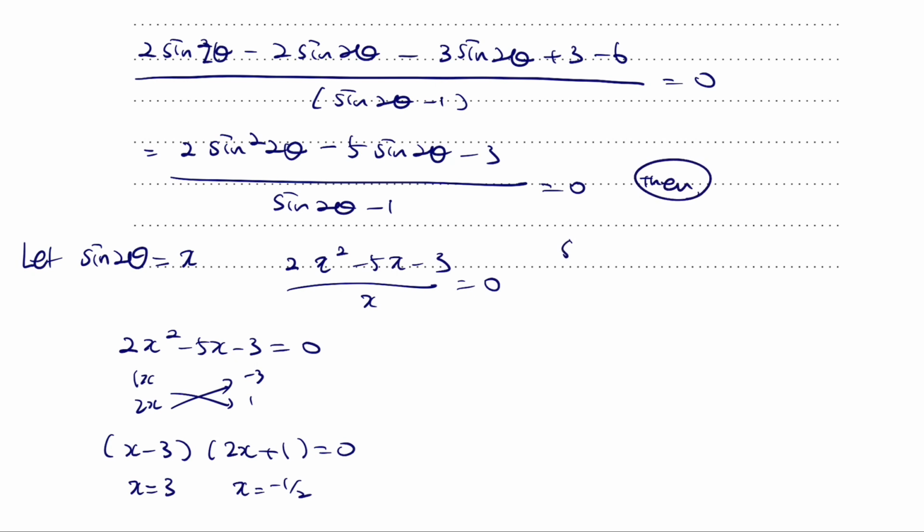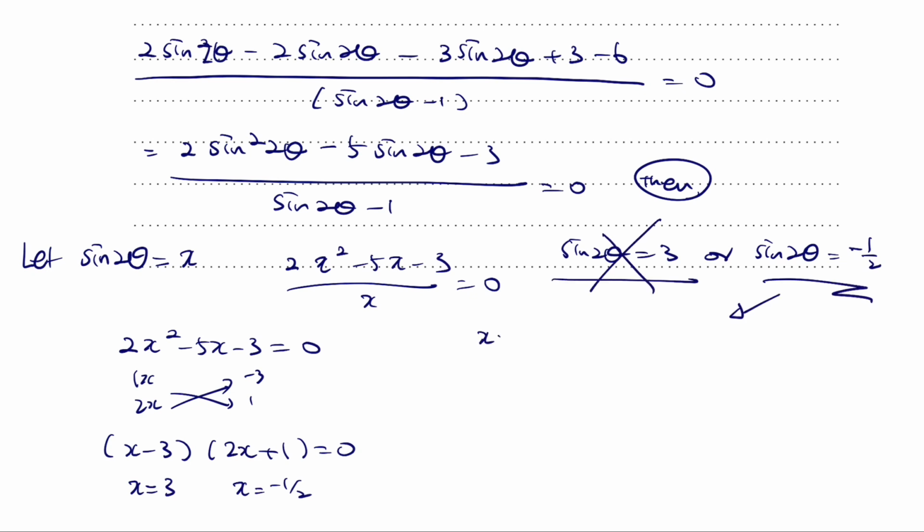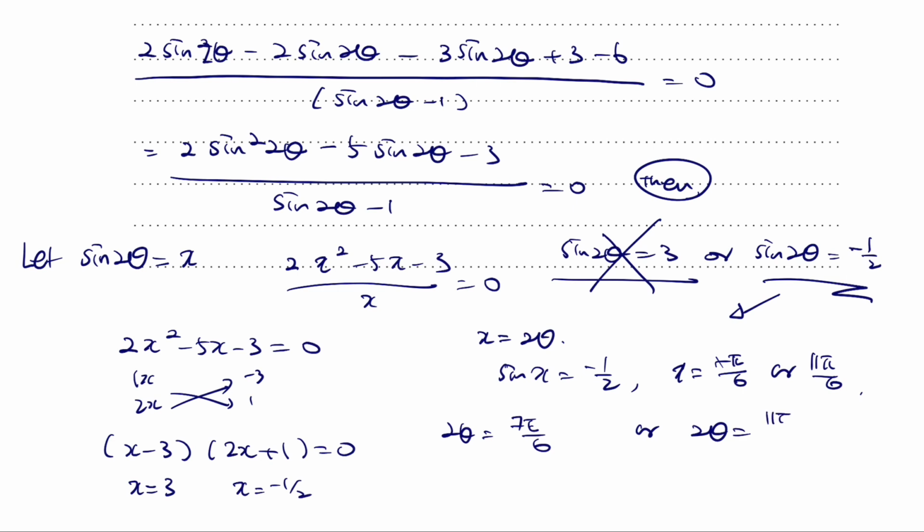We can say sine 2 theta is equal to 3, or sine 2 theta is equal to negative 1 over 2. But you know that sine 2 theta cannot be equal to 3. Then if we let x equal 2 theta, sine x is equal to negative 1 over 2, which means our x value is either 7 pi over 6 or 11 pi over 6. Then since x is 2 theta, 2 theta is equal to 7 pi over 6 or 2 theta is equal to 11 pi over 6.